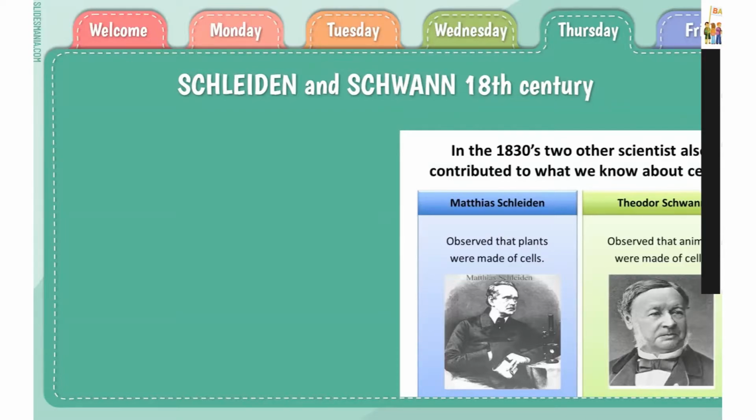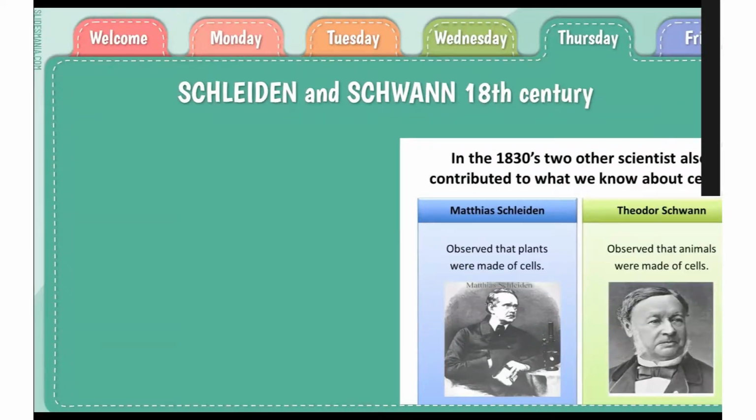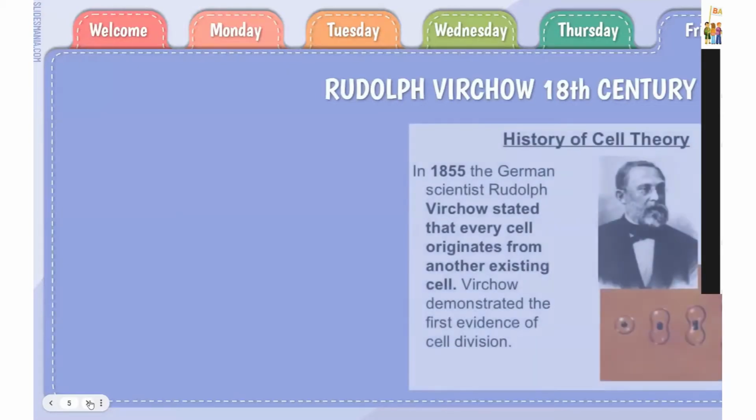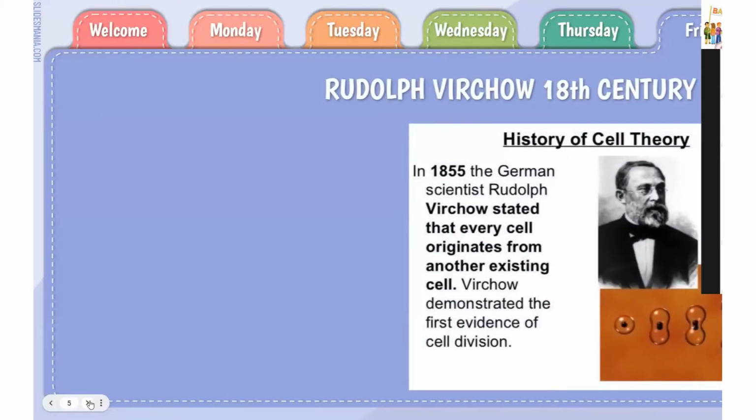And a scientist proved them wrong, do you know? Any idea? Which scientist proved them wrong? Okay, the name is Rudolph Virchow. So in the 18th century, Rudolph Virchow, what did he say?